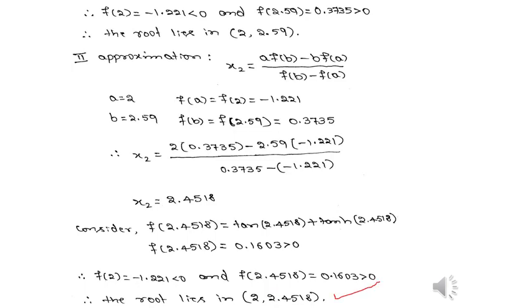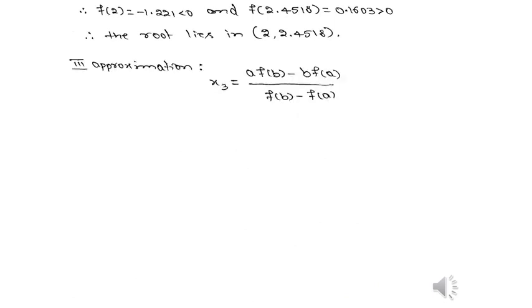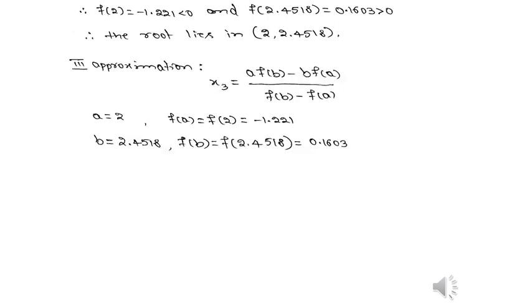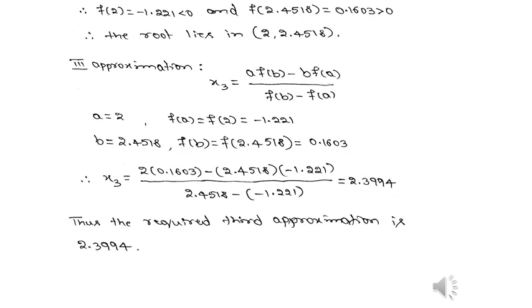Now what we do? Again we implement the Regula-Falsi formula for the third approximation and find x3. Here is the x3 formula, and substitution will give this new value for the third approximation. So we can conclude here. Thus the required third approximation is 2.399. This completes the problem.